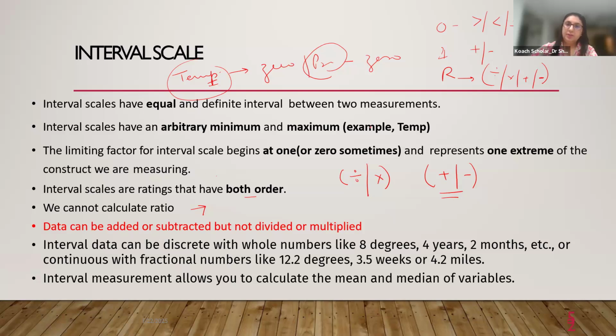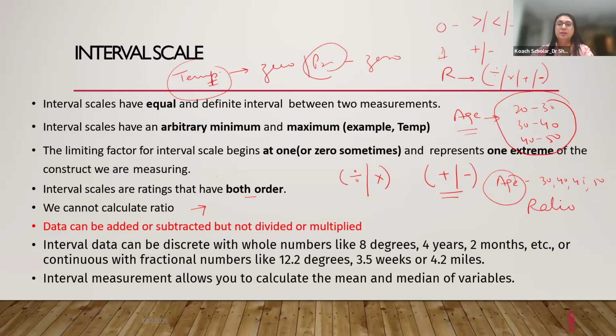For example, let me take you an example. First we measure age. Now, how should we measure it? We can measure it in different forms. We can measure it as 20 to 30, 30 to 40, 40 to 50. One way of measuring. Second is, you simply ask age and the person will say 30, 40, 45, 50, whatever. So what is this scale? This is a ratio scale.